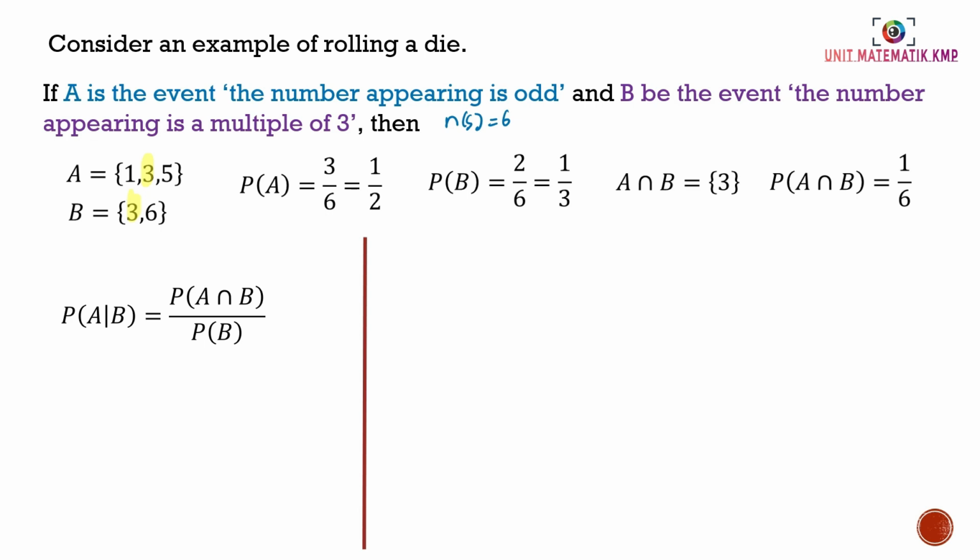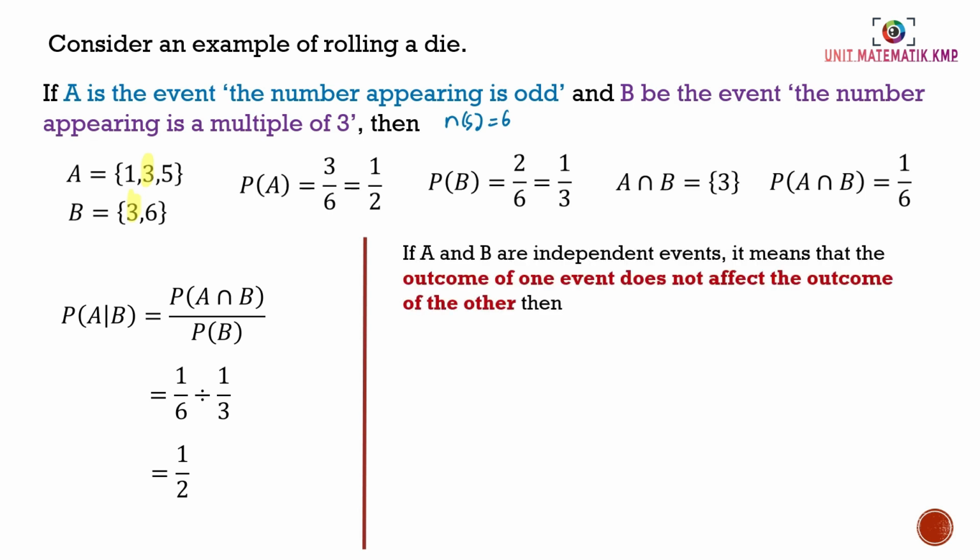Okay, let's say we want to find P(A given B). Okay, the conditional probability. The formula is P(A intersect B) over P(B). Okay, both values, both probability we already have. So P(A intersect B) is 1/6 divided with 1/3. So we will get 1/2.